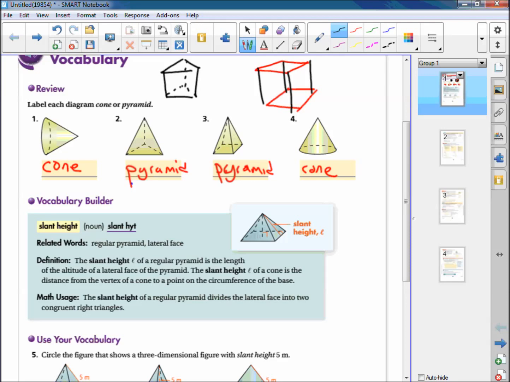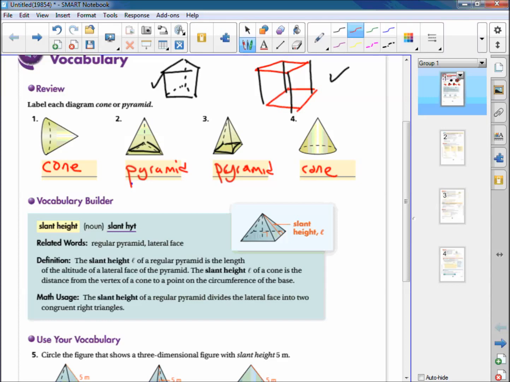Pyramids are similar in the fact that they're named by their base. So this is a triangular pyramid, but we only have one base when we're talking about a pyramid. This is a square pyramid. And all of the sides, instead of being rectangles like they were in prisms, we're going to get triangles.